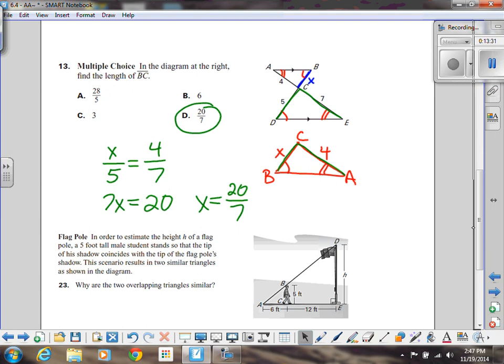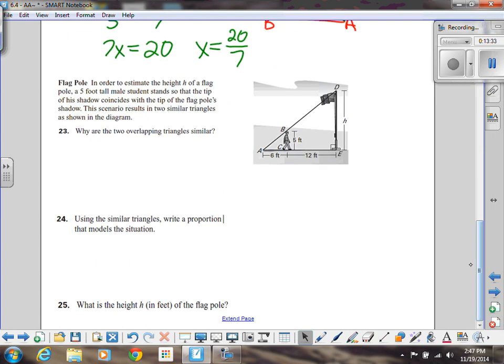And now for our last example. We've got this complex diagram with a flagpole and a guy. And we're trying to estimate the height of this flagpole, and we're talking about his shadow. So remember, shadows are down on the ground. So this would be the guy's shadow, and the whole length along the ground would be the shadow of the flagpole. So they're saying that they coincide so that the tip of the flagpole shadow is the same as the tip of the guy's shadow, right there at point A.